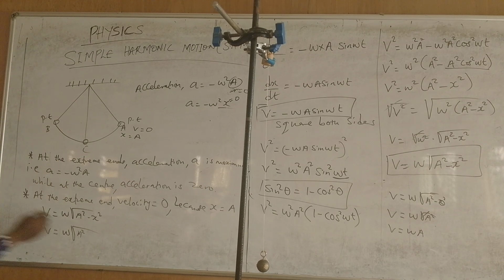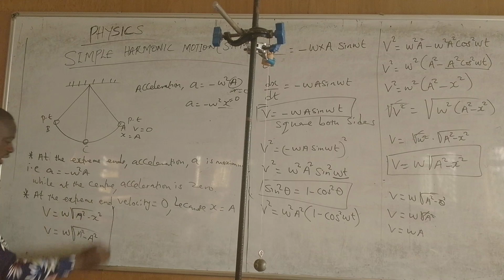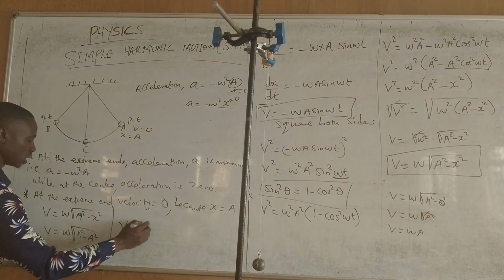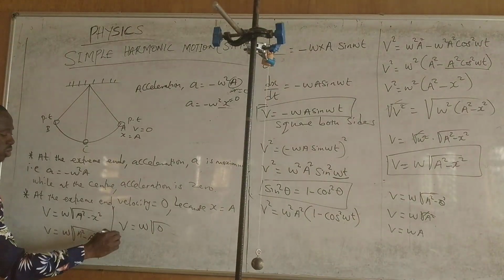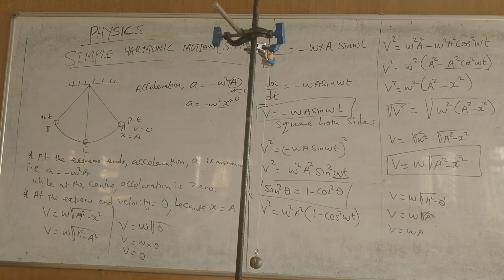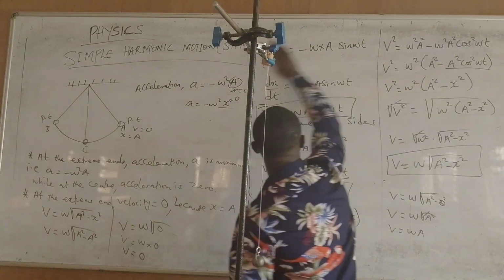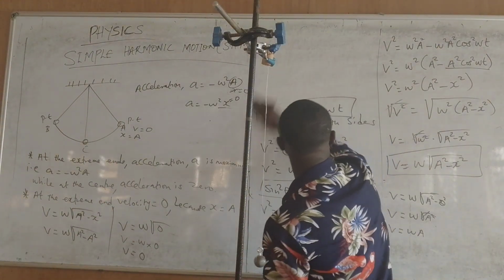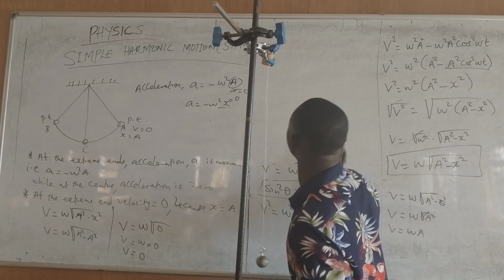We now have maximum displacement. So since x has now become A, what will happen? Substitute now, we have A squared minus A squared. Therefore, v will be equal to omega root 0, and v will be equal to omega times 0. v becomes 0. You can see that even from this formula, you can tell what will happen. At the extreme end, speed equals 0. But at the center, who can tell us what will happen to speed? Is it going to be 0 or maximum?